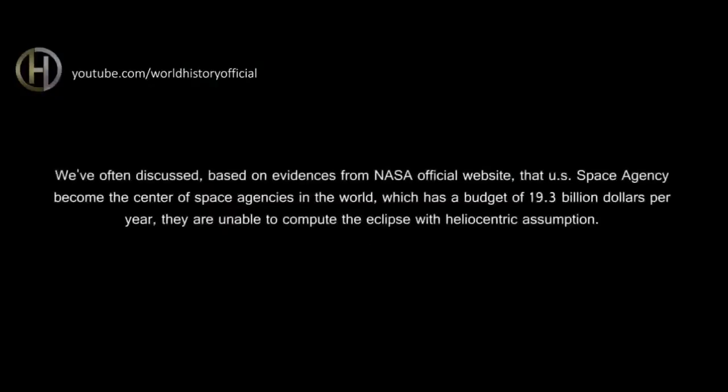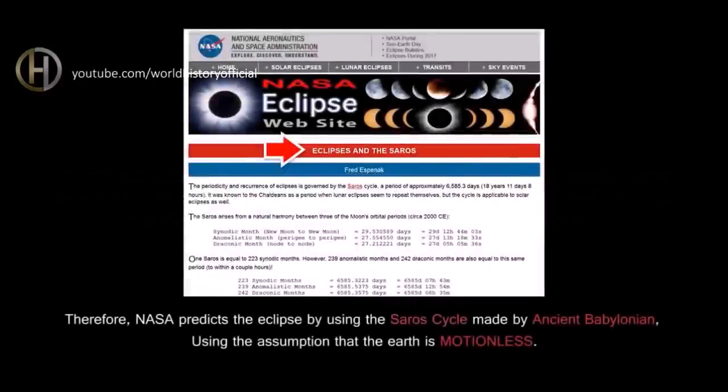We've often discussed, based on evidences from NASA official website, that the U.S. Space Agency became the center of space agencies in the world, which has a budget of $19.3 billion per year. They are unable to compute the eclipse with heliocentric assumption. Therefore, NASA predicts the eclipse by using the Saros cycle made by ancient Babylonians, using the assumption that the Earth is motionless.